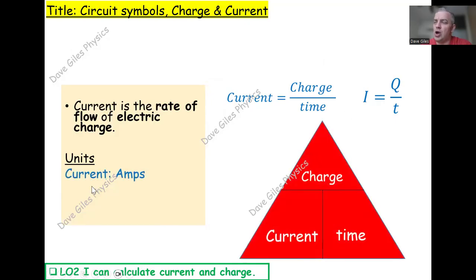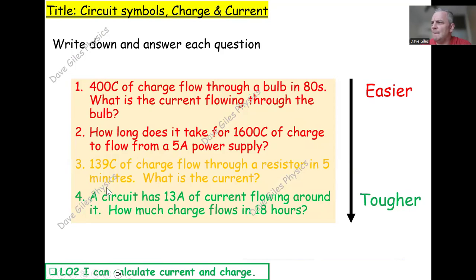So the units for current are amps, charge is the coulomb, and time is seconds. So here are some very quick questions for you to have a go at. Pause it, and I'll put the answer on in a few seconds.